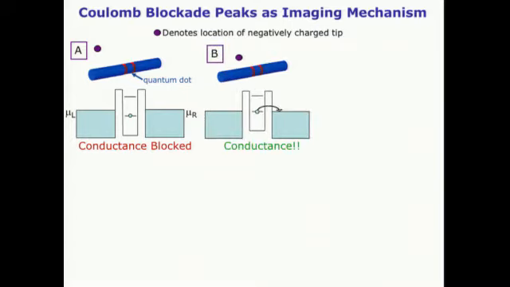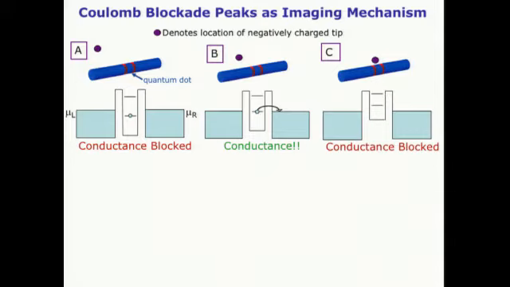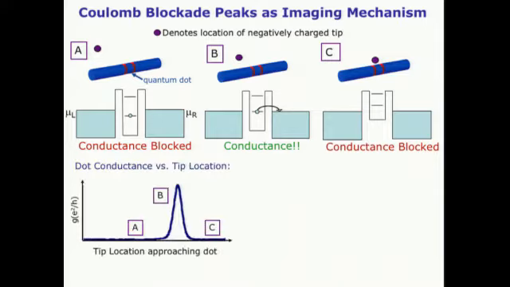But as you move the tip close to the dot, the chemical potential of the dot changes, and at some point it aligns with the source and drain, and you have conductance. And if you move the tip further towards the dot, the chemical potential moves, and then you see no conductance. The conductance is blocked. So if you plot the conductance through the dot versus the tip location, you see a peak in conductance at a certain tip position.